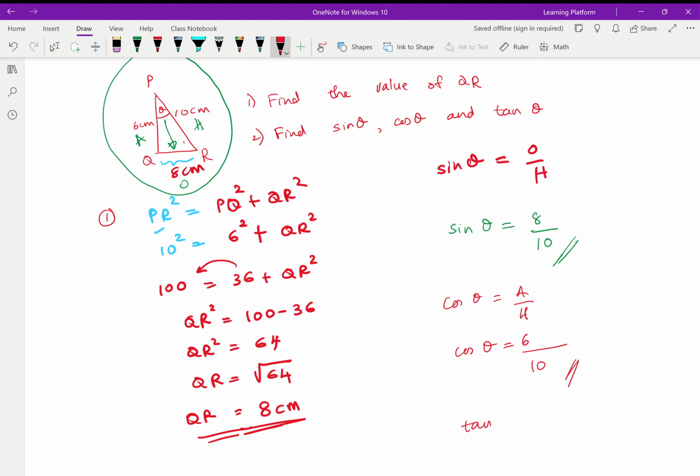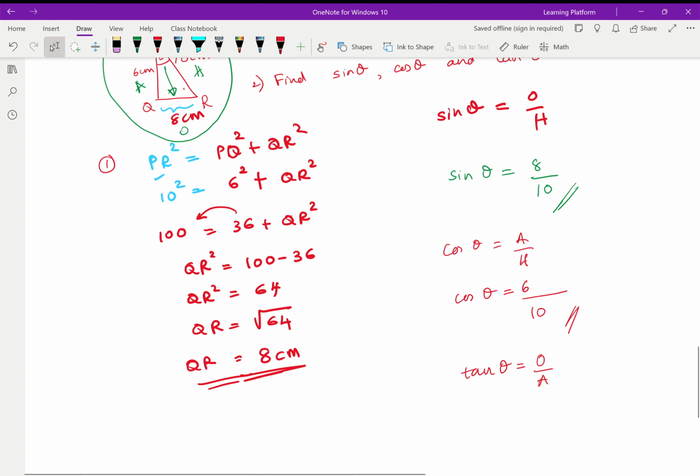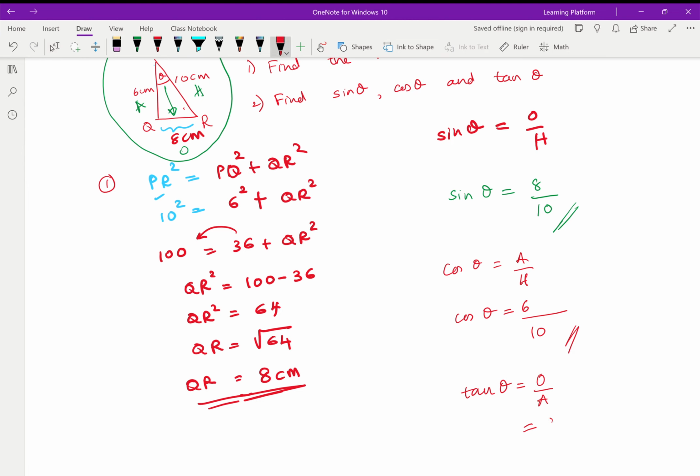Then again tan theta. Tan theta is opposite over adjacent. Opposite value is 8. Adjacent value is 6. Refer to this diagram and tell me the values. Tan theta value is 8 by 6. Okay.